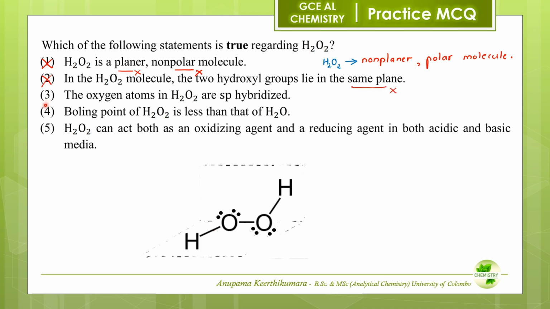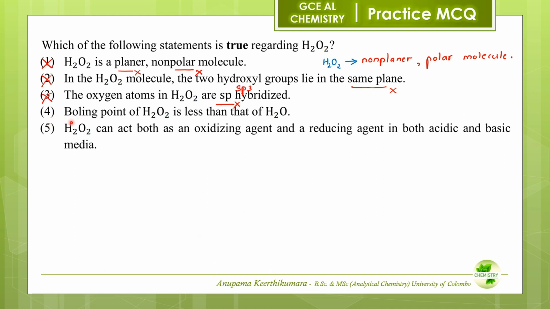Third statement: the oxygen atoms in hydrogen peroxide are sp hybridized. If you know the number of VSEPR units around each oxygen atom, you can find the hybridization of these atoms easily. Around each oxygen atom, two lone pairs and two sigma bonds are present. Therefore, each oxygen atom contains 4 VSEPR units. If 4 VSEPR units are present around each oxygen atom, the hybridization is sp3. Therefore, the third statement is not correct.